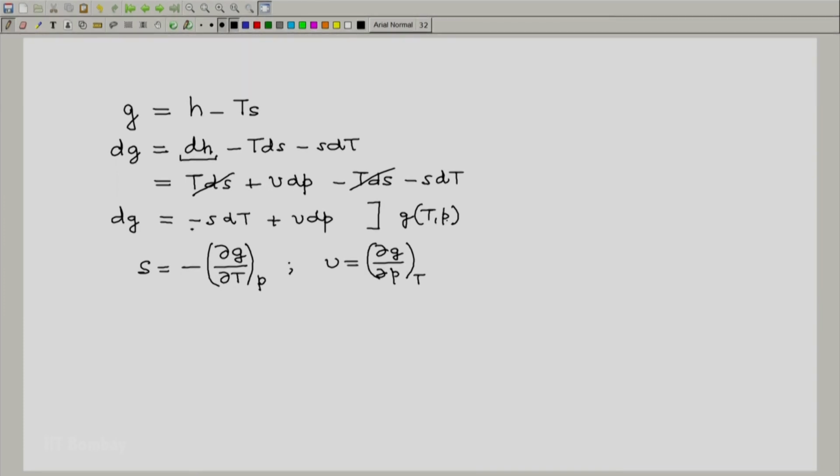And the second derivative relation will turn out to be, note that on one side we have a negative sign, on this side we do not have a negative sign. So we will have the partial of S with respect to P at constant T equal to negative of the partial of V with respect to T at constant P. Let us call this relation M4.